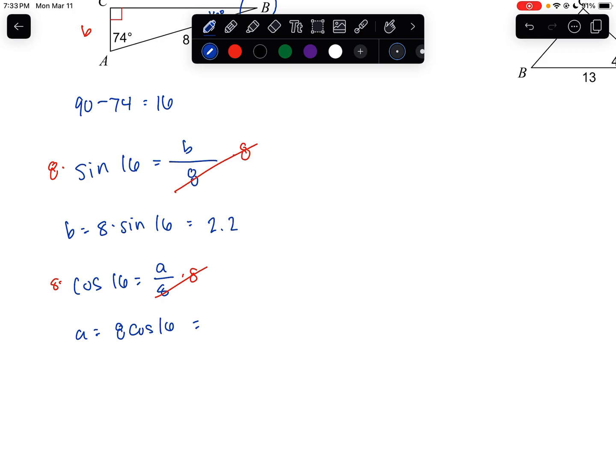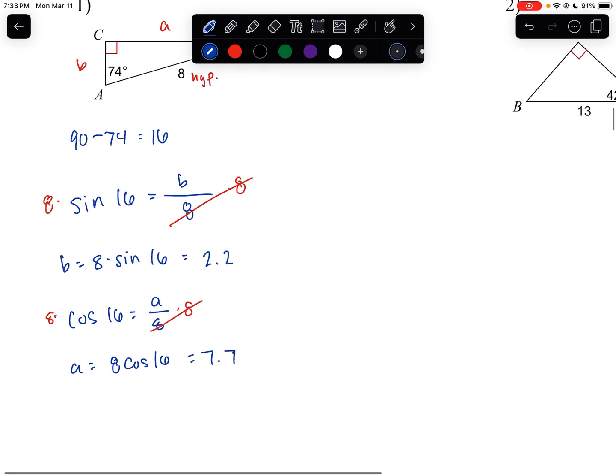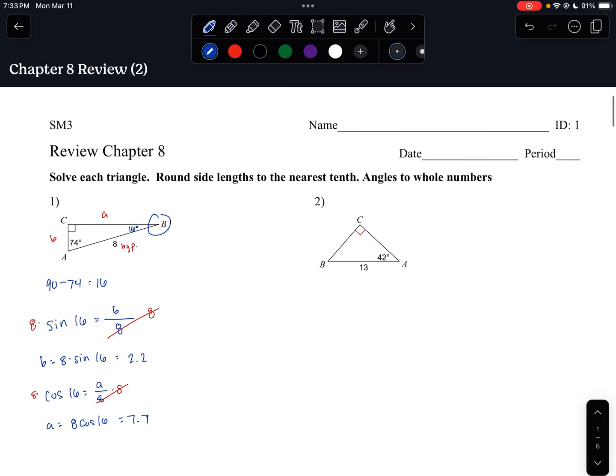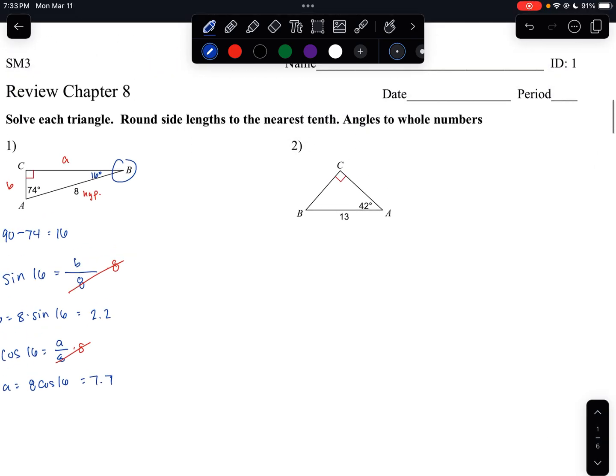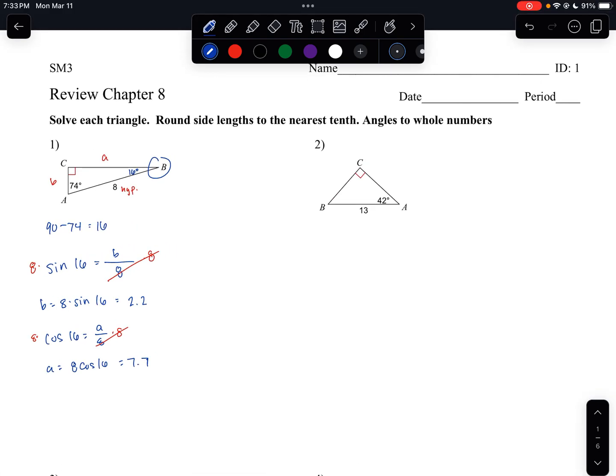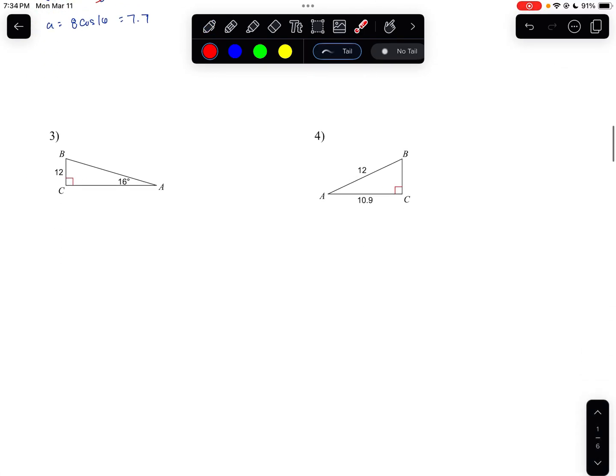8 times cosine of 16, and I got 7.7 if you want to round to that decimal point right there. Okay, and there you go. So I have all of them solved for. Let's try, you know what? I'm going to let you guys try 2. I'm going to go and do 3. 3 will be pretty similar.